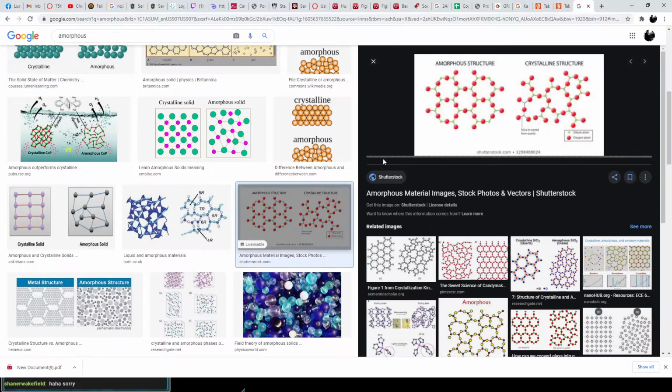Ooh, and this is bad. Someone has apparently written the wrong labels on this. Very clearly, this is the crystalline one, right? This is the regular repeating, and this is the amorphous one. So this is bad, Google.